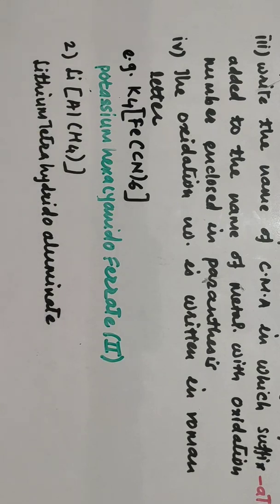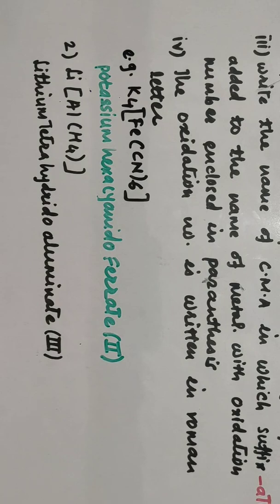And now the oxidation number of this aluminium. What is the oxidation number? Just now I told you how to find out the oxidation number of the compound. So for H it is -1, and 4 H minus ions are there, so it is -4. For Al it is X. For lithium it is +1, so +1 plus X minus 4 is equal to 0. So for Al it is 3. Write in Roman numerals and enclose in parentheses. This is the oxidation number of aluminium. So the overall name is lithium tetrahydrido aluminate(III).